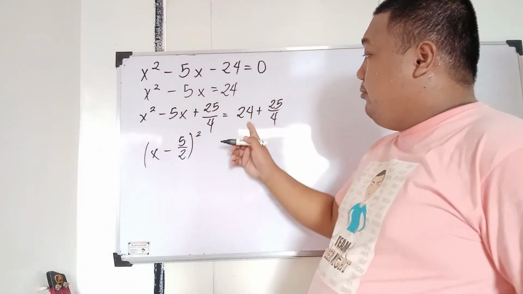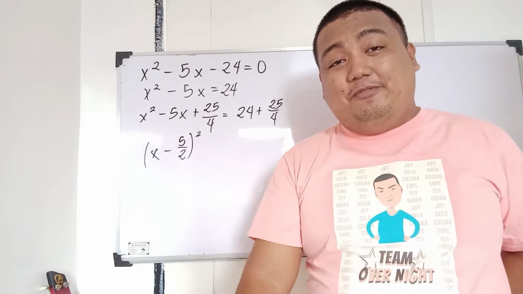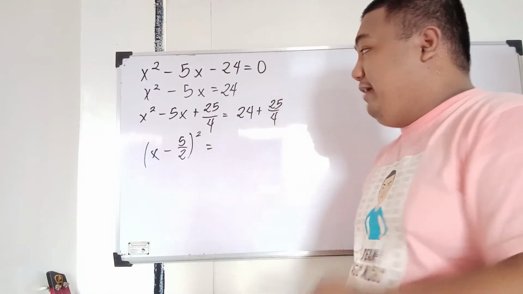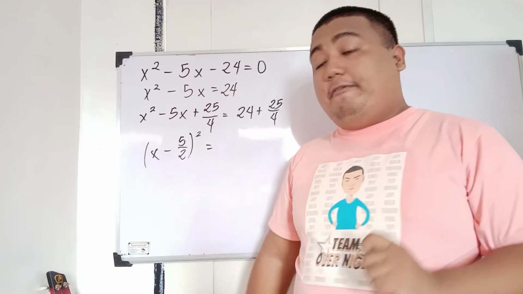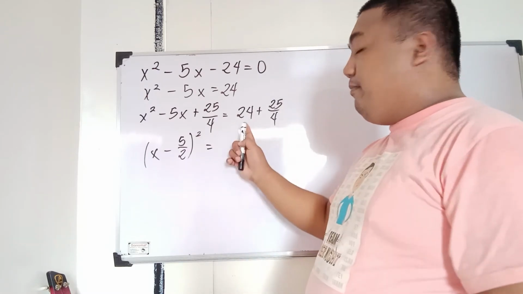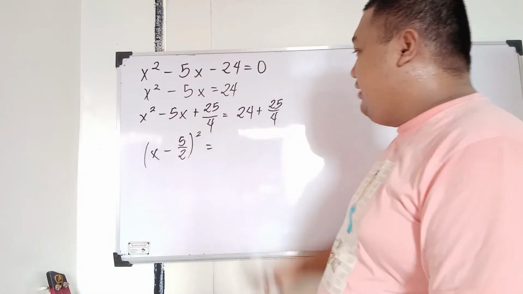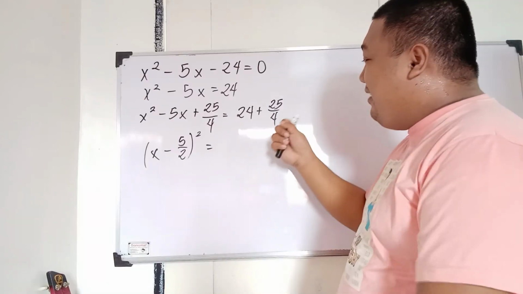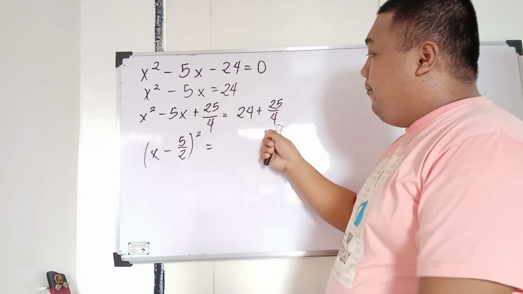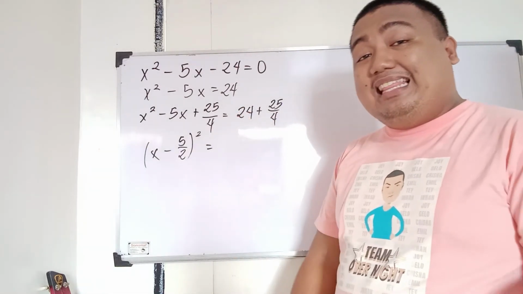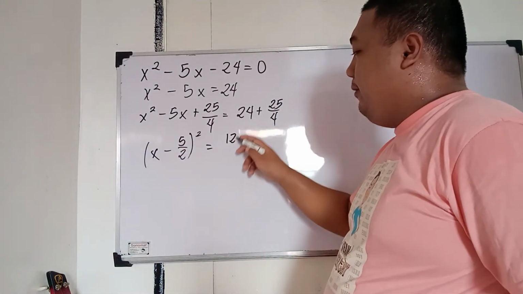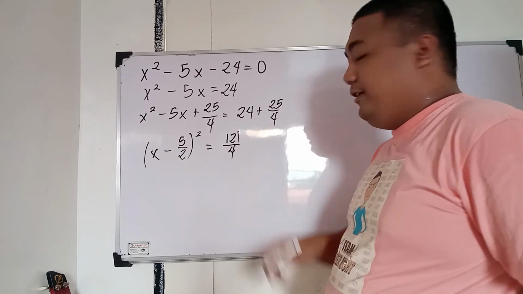Now, i-add natin si 24 plus 25 over 4. Kung nahihirapan sa fraction, pwede gumamit ng calcu. Pero ganito lang yan. Pag whole number ang i-add natin sa fraction, i-multiply yung denominator sa whole number, then add sa numerator. So, 4 times 24, that is 96, plus 25, that is 121 over 4.